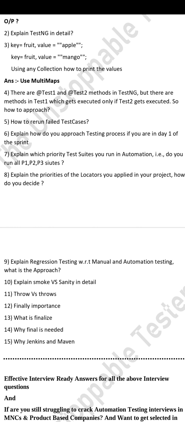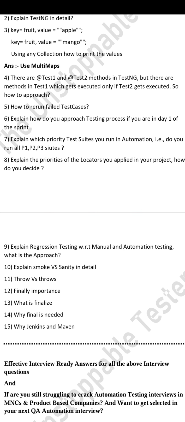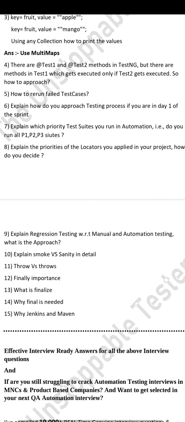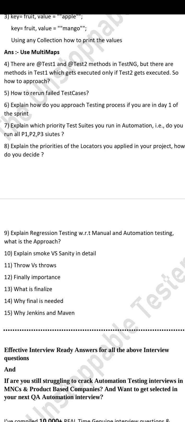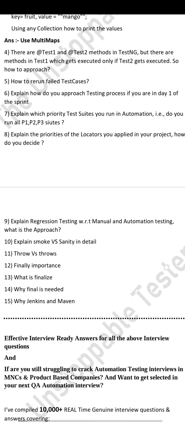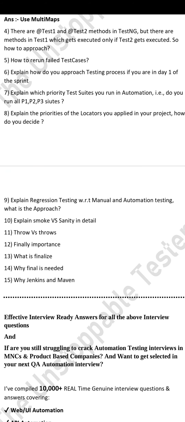The sixth question goes like: explain how you approach the testing process if you are on day 1 of the sprint. Okay, so the seventh question goes like: explain which priority test suites you run in automation, that is, do you run all P1, P2, P3 suites at a time. The eighth question goes like: explain the priorities of locators you applied in your project, how do you decide.